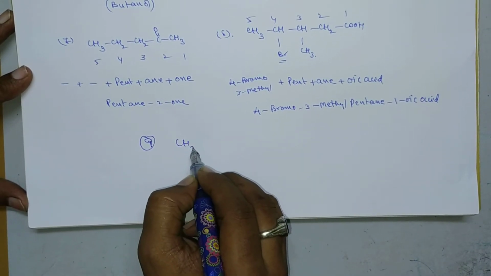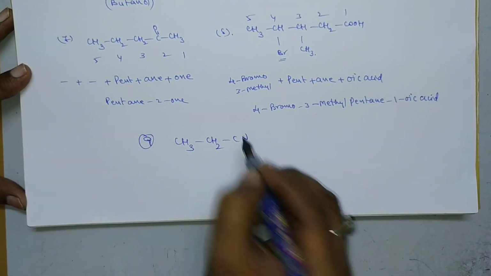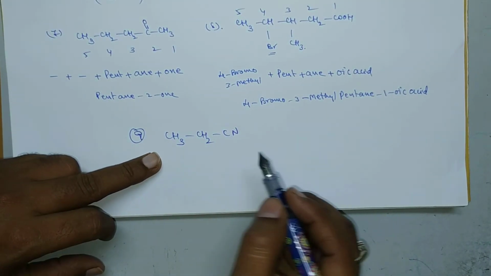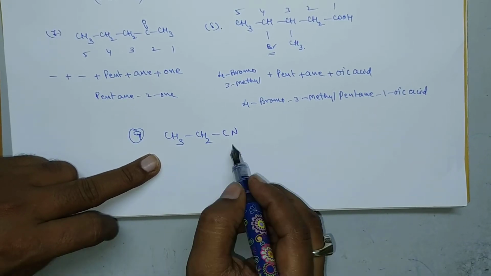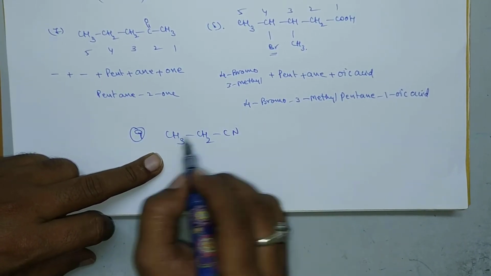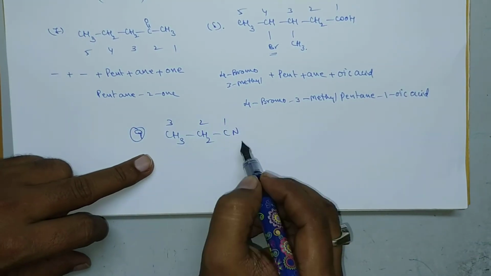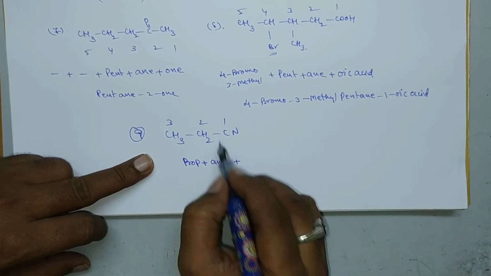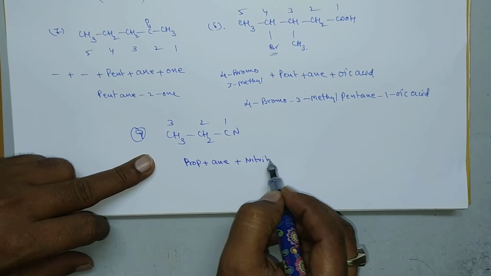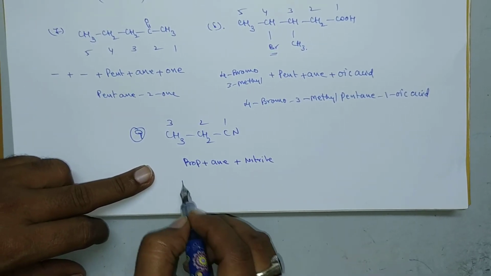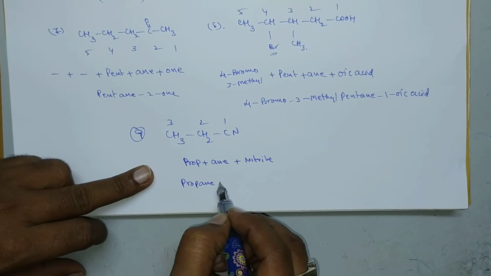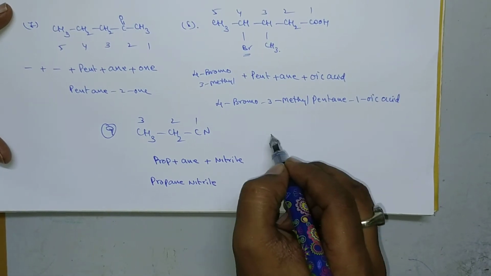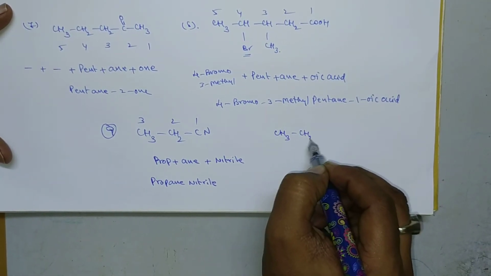Ninth one, CH3CH2CN. So here R-CN is in the form of cyanides. Cyanides are called nitriles in the IUPAC system, so you have to write nitrile. How many carbons are there? 1 2 3. 3 carbons, so we write prop. Prop plus "an" plus the functional group nitrile. There is no substitution. So the total name is propane nitrile.